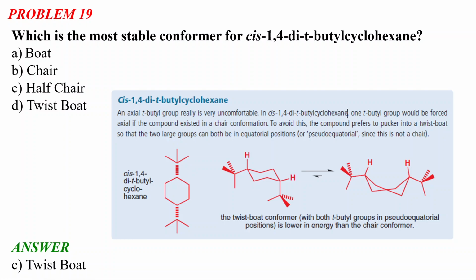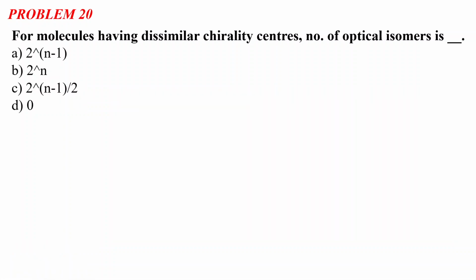Now the last question I will just show you. The last question says: for the molecule having dissimilar chirality centers, the number of optical isomers is 2^(n-1), 2^(n), 2^(n-1/2), and option D is 0. So actually, what is the number of these optical isomers? There are a few formulas, and I suggest that if you can remember these formulas, it will be better, okay.